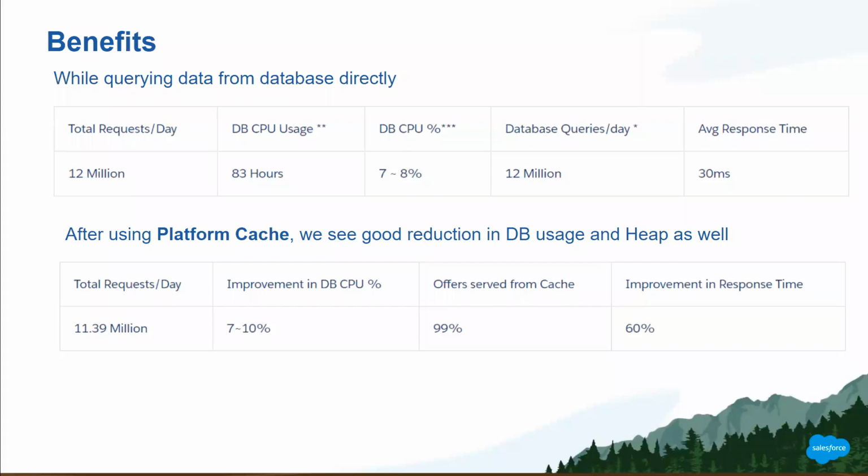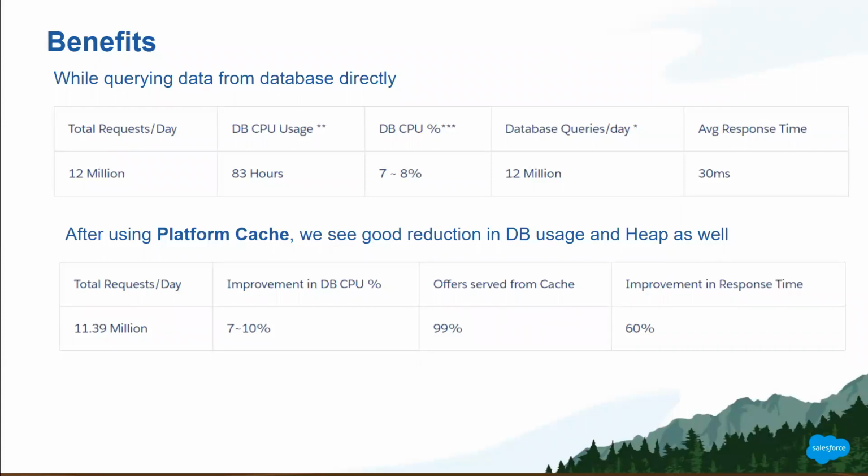And if we use platform cache, there is a drastic reduction in DB usage and heap as well. All right. I'm not talking about the duration, I'm talking about the heap also, because heap is also a major pain point for developers, who face the heap limit being hit. All right. So using platform cache, if we are making a total of 11.39 million requests, that is approximately 12 million, the improvement in DB usage is 7 to 10%.